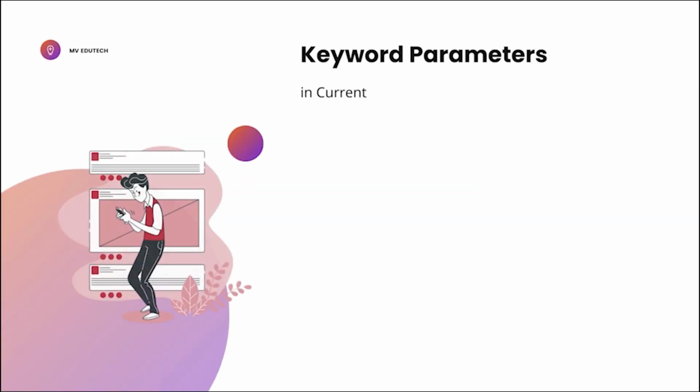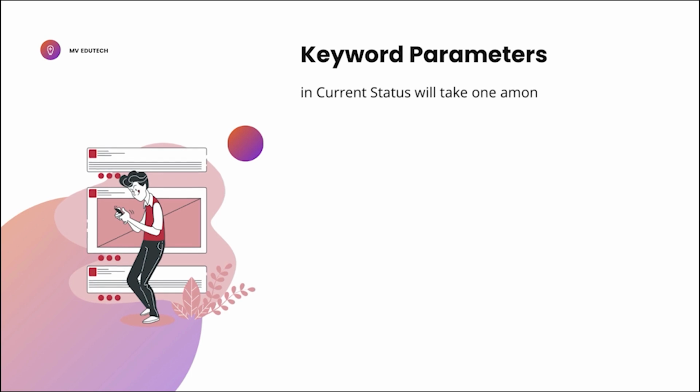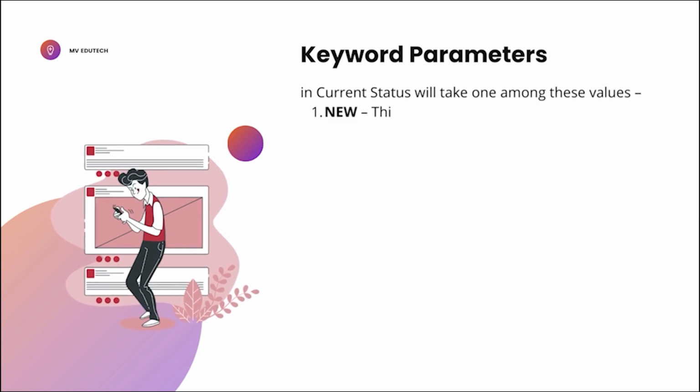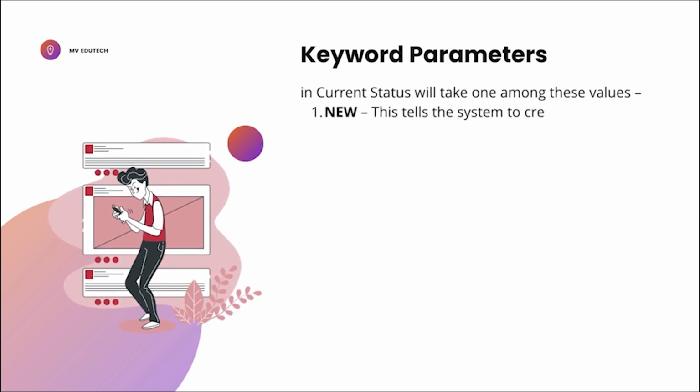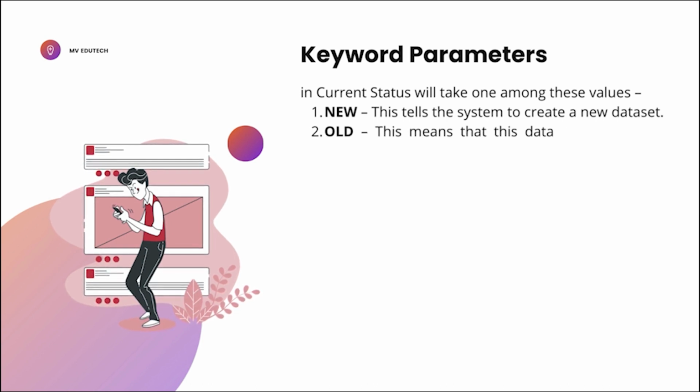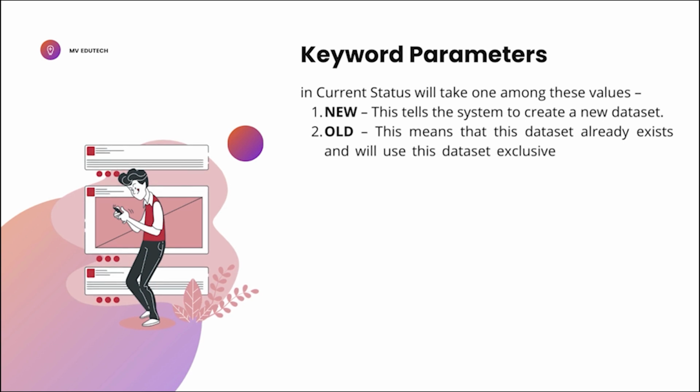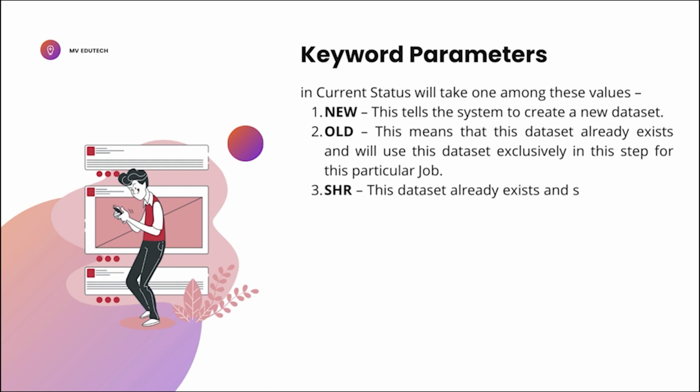In current status, we'll take one among these values. NEW, this tells the system to create a new dataset. OLD, this means that this dataset already exists and we'll use this dataset exclusively in this step for this particular job. SHR, this dataset already exists and should be used in shared mode.